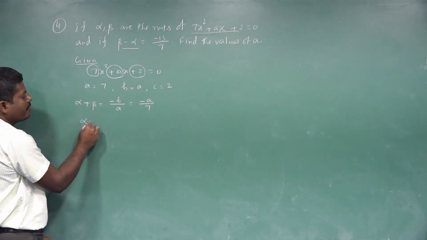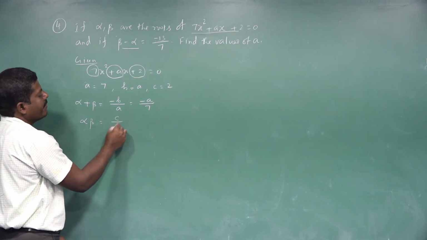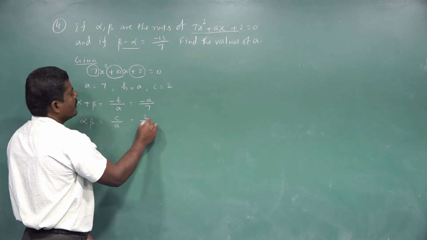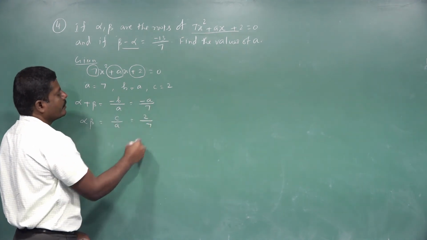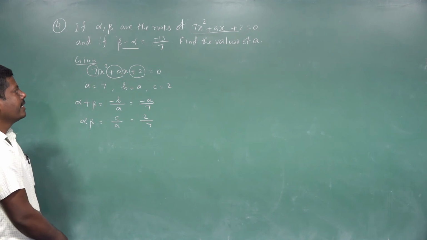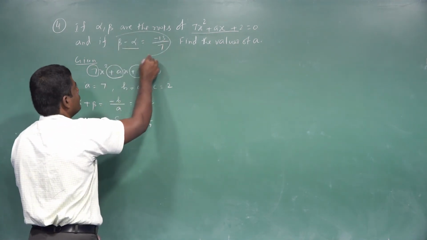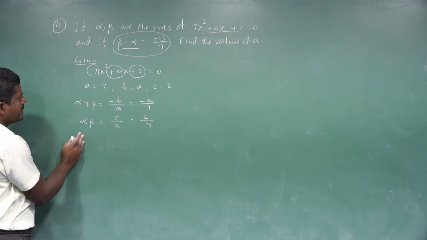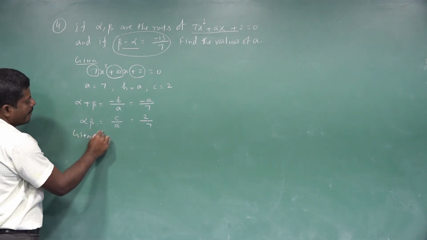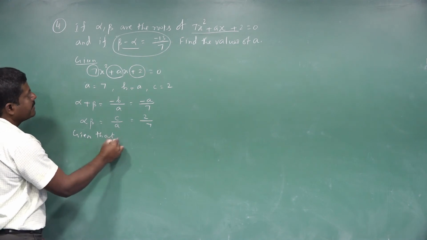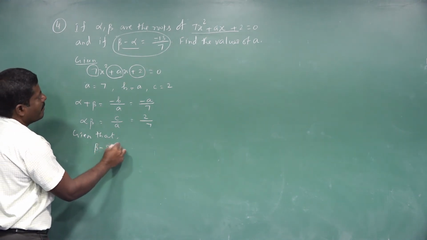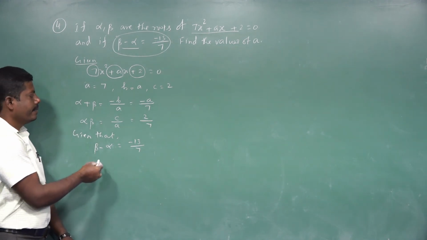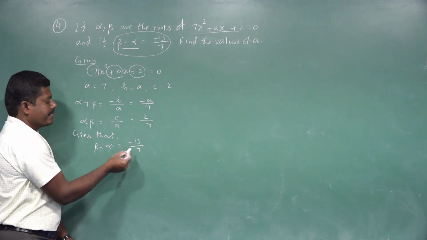Next you find the product of roots. Alpha beta is equal to c divided by a, the formula. The value of c is 2, divided by the value of a, 7. So 2 divided by 7. Next, one more condition is given: beta minus alpha is equal to minus 13 divided by 7.